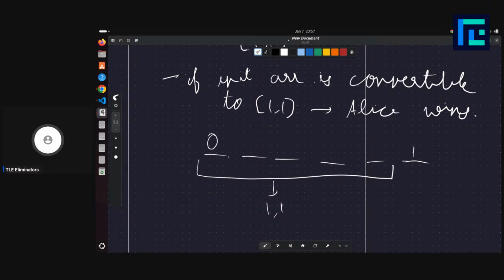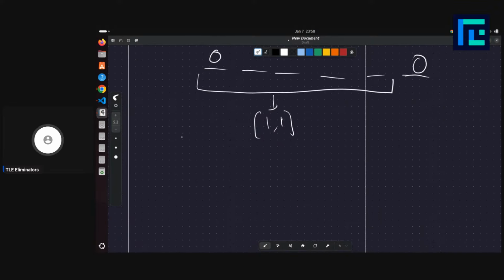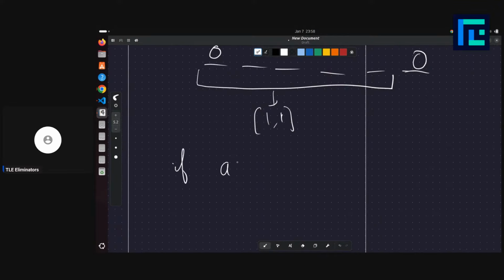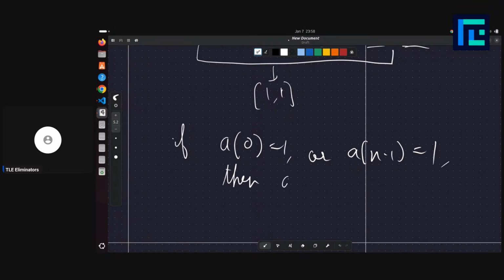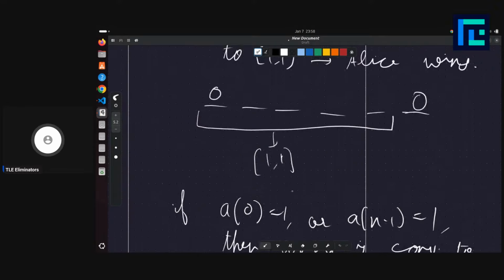So basically, either the first number or the last number should be 1, right? If both are 0, then you cannot convert this array into 1 1, right? So basically, if a of 0 is 1 or a of n minus 1 is 1, then the array is convertible to 1 1, because we know that there's at least one 0, right?